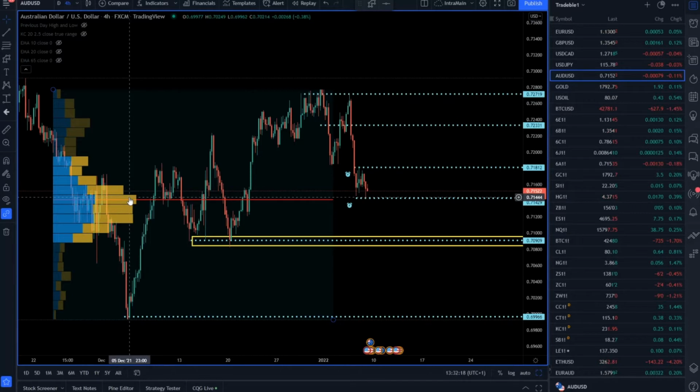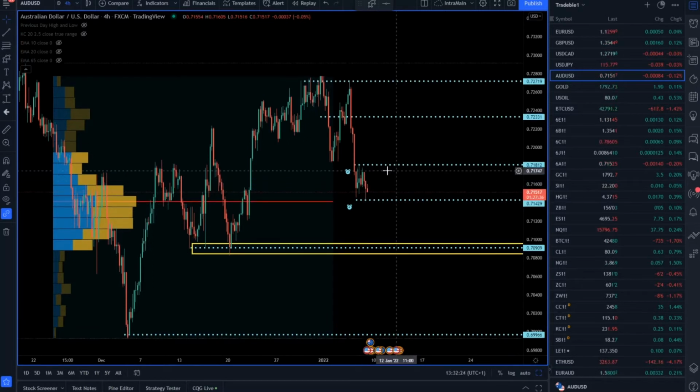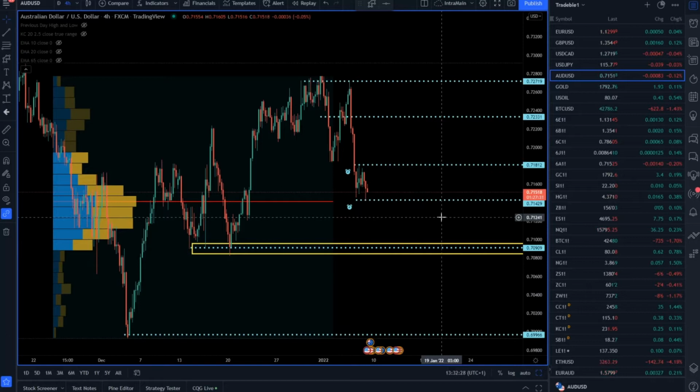So basically what I found by watching the 4-hour time frame on Australian versus US dollar is that we got a trading range environment. And we've got a pivot low at 0.7140 and pivot high at 0.7180, 181. So we're much closer to the downside pivot point.